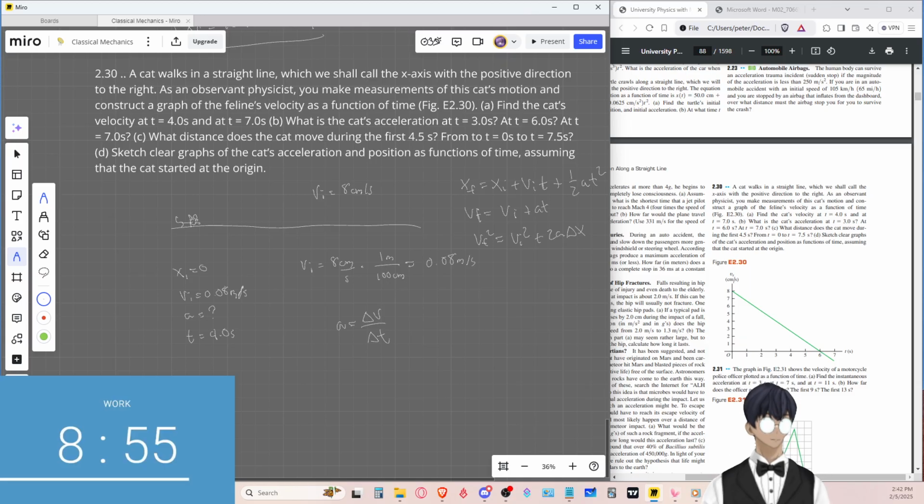Maybe the graph will show me something, because we know we start at 8 centimeters per second at the 0th point. So that means the cat is already walking when it got to where we're observing it now. So at 6 seconds, the cat's velocity goes to 0, which means it stops.